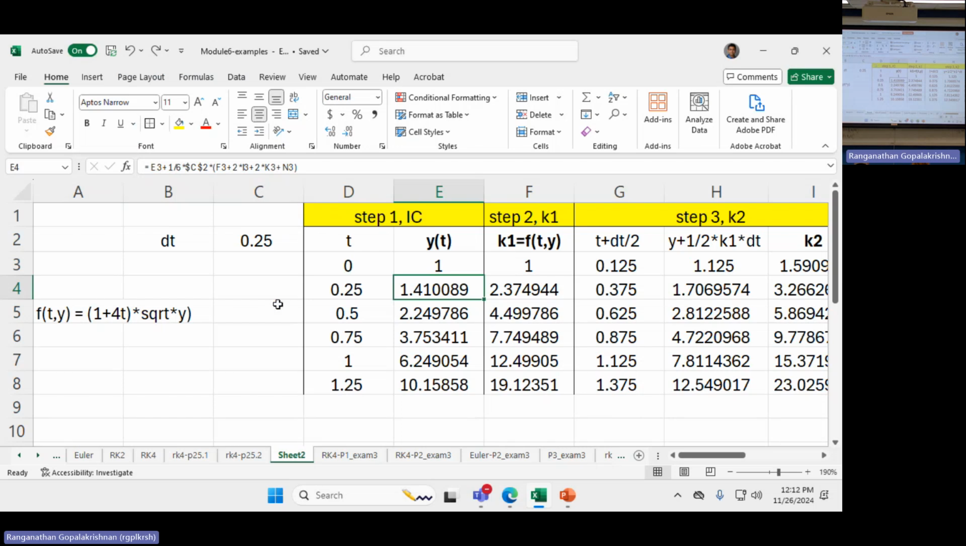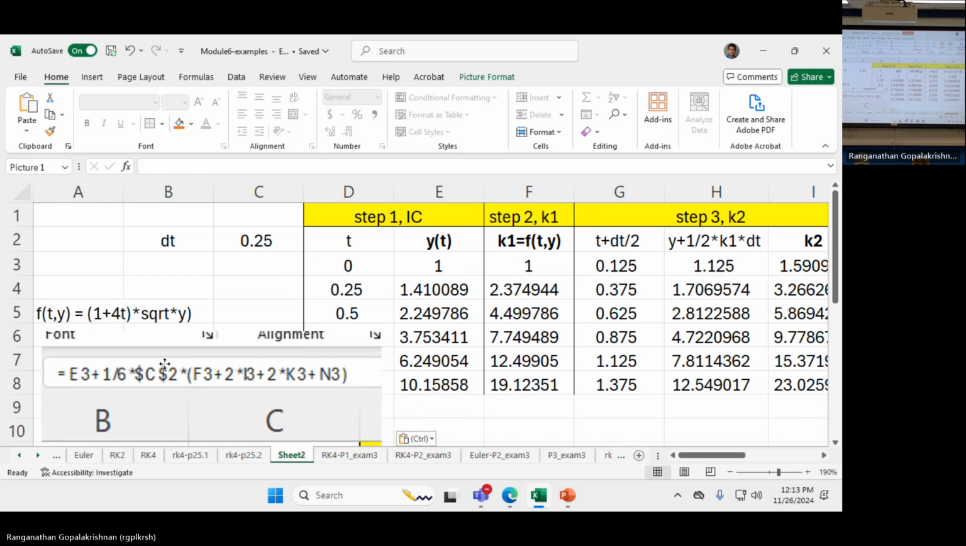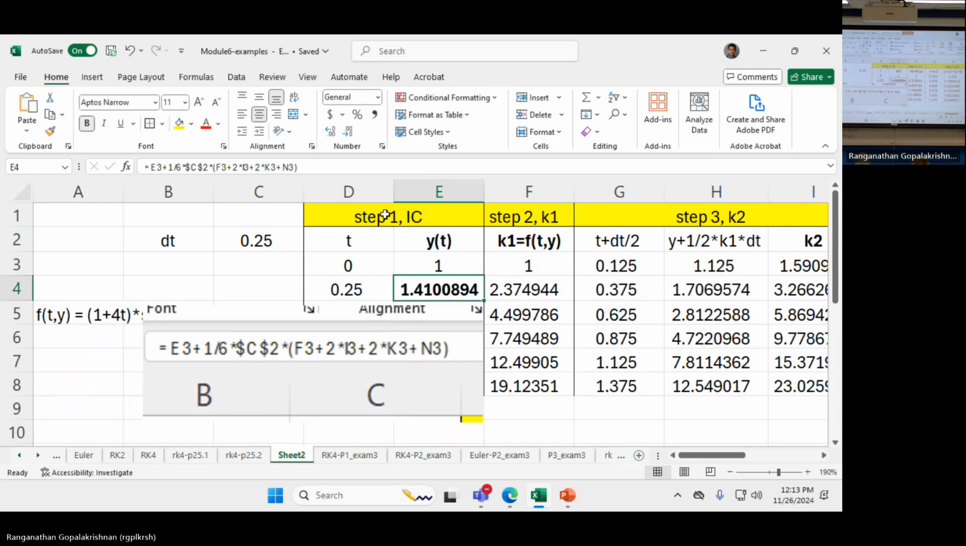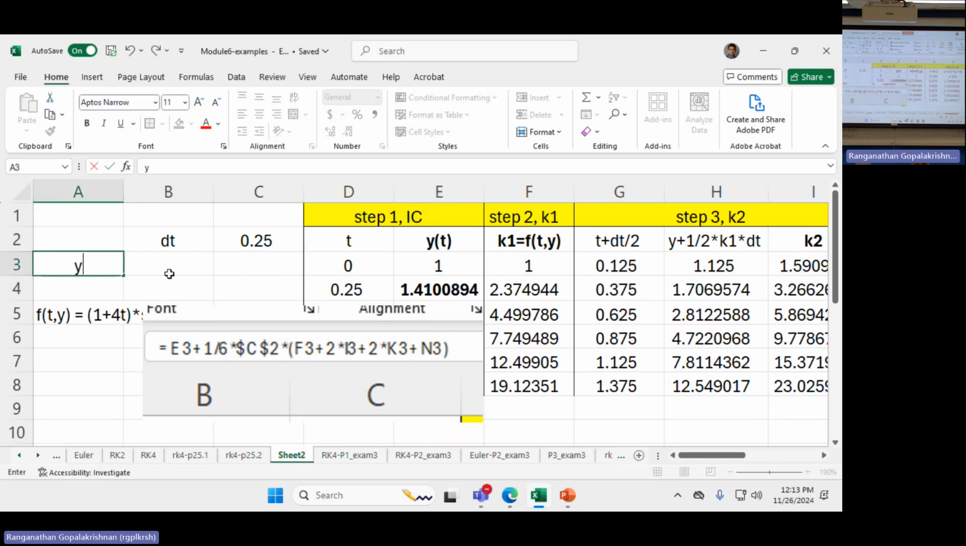This is hard to read. Here is the screenshot. So whatever appears in the cell E4, this is the formula. Oh, y exact. Y exact, I'll write it here. Y exact equal to 1 by 4 times 2 plus t plus 2t squared, the whole square.